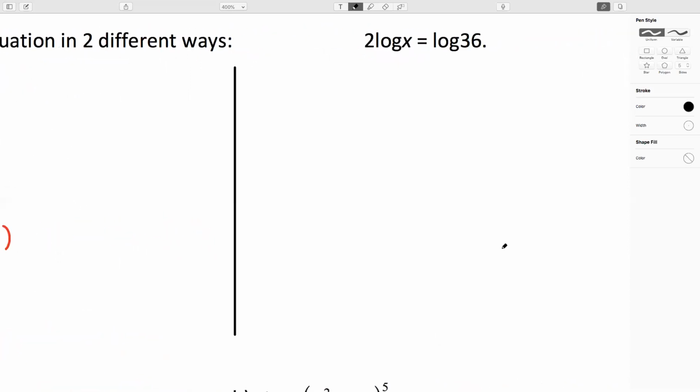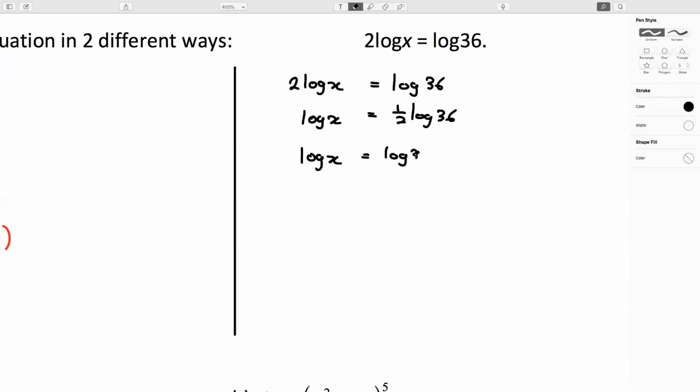Let's do this a different way. Let's do this without converting. So 2 log x equals log 36. Okay. I'm going to move the 2 to the other side. So log of x equals 1/2 log of 36. And now I'm going to move the 1/2 into my exponent. Log of x equals log of 36 to the 1/2. We can now take the square root inside the logarithm. Log of x equals log of 6.